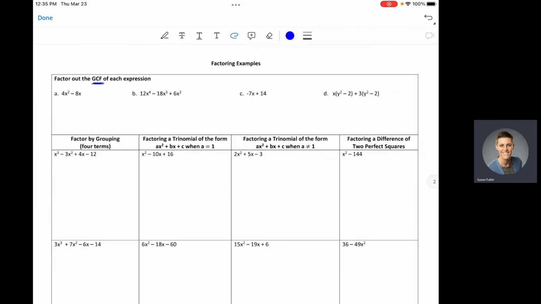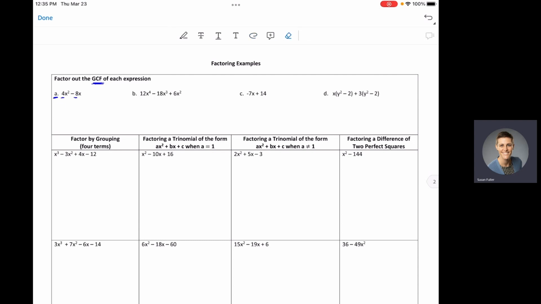So let's just start here with the example in A. We're looking for the greatest common factor. That means the largest quantity that comes out of everything here. So for part A, let's look at our numbers first. 4 and 8. What's the largest number that divides out of both 4 and 8? That's a 4. So 4 is going to factor out of both of these.